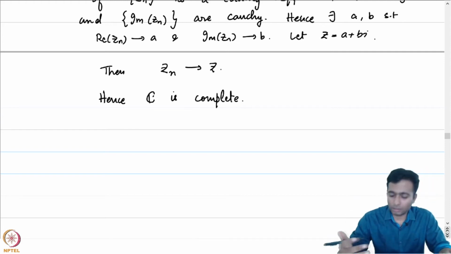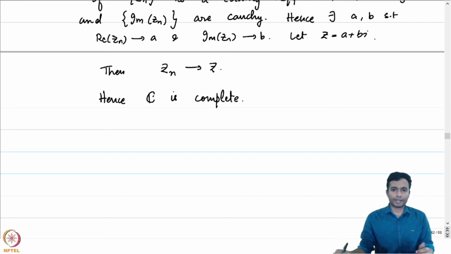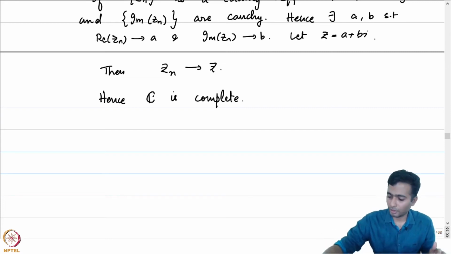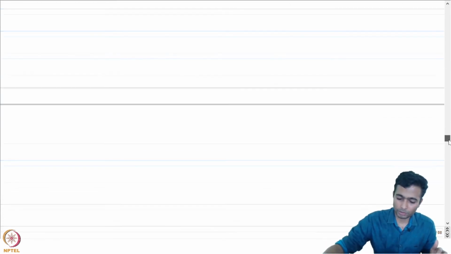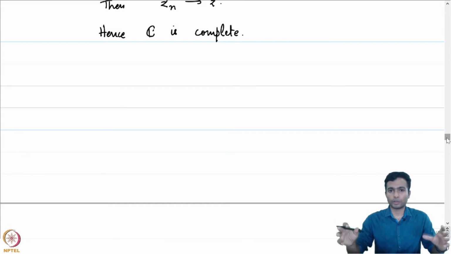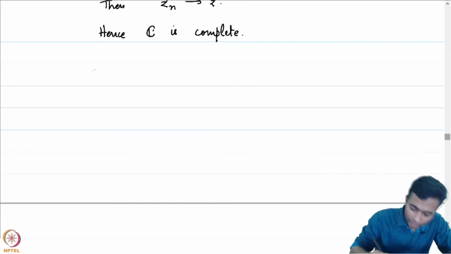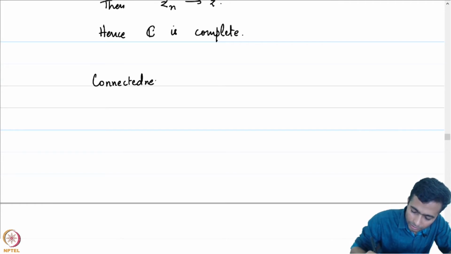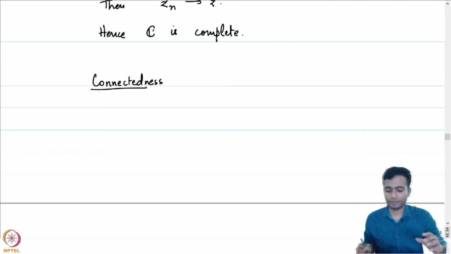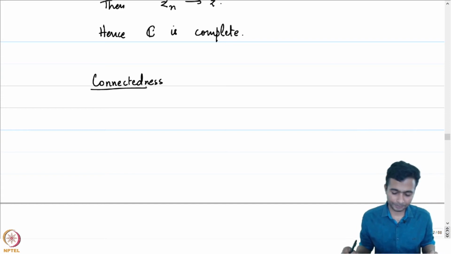Let us next discuss the notion of connectedness. Connectedness is a very crucial idea or notion which we should be familiar with, because we will be mostly interested in working on connected open sets in C. So, understanding connectedness is crucial. Let's do a recap of the notion of connectedness on C.